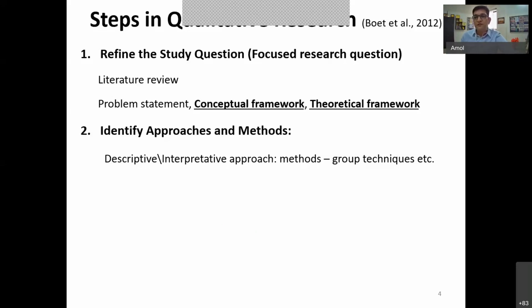So once we have a focused research question in hand, once we are clear with the theoretical framework or conceptual framework, and when we are clear about descriptive or interpretative approach, then we make a choice about the methods that we choose.